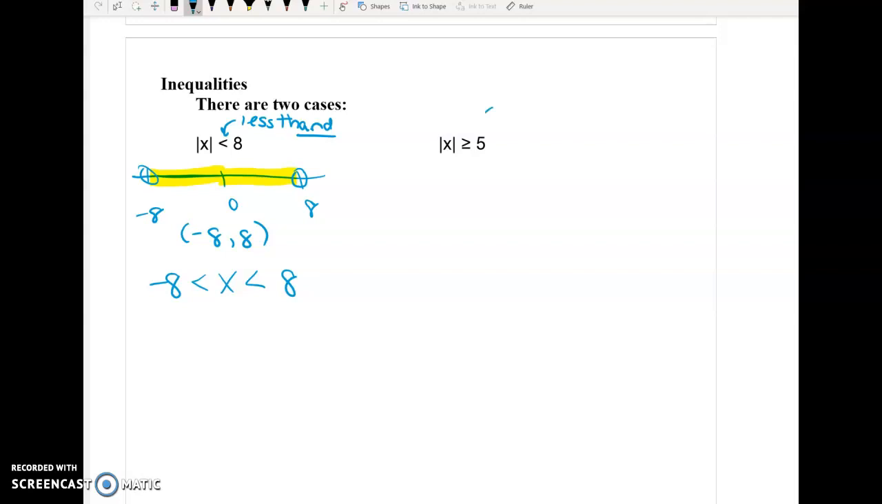When you have greater than, that one is or. With absolute value, you take the original number, and just like you do the opposite with the equation, you also flip your sign. So we're looking for all the values where x is greater than or equal to 5, or x is less than or equal to negative 5. That would be the answer to that one.